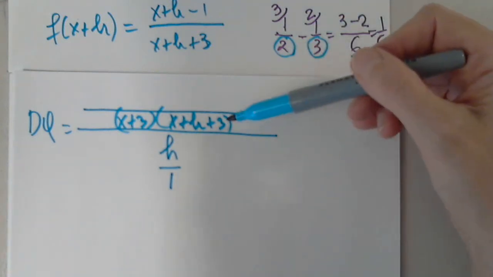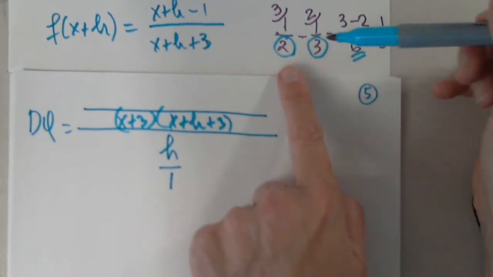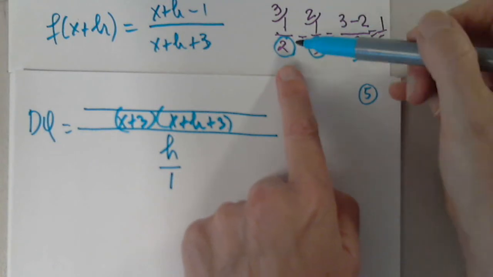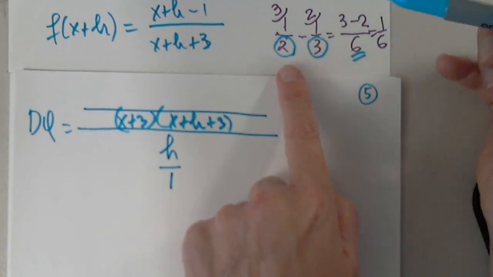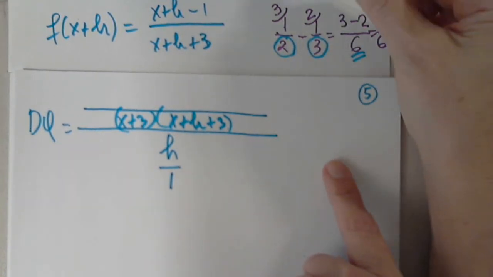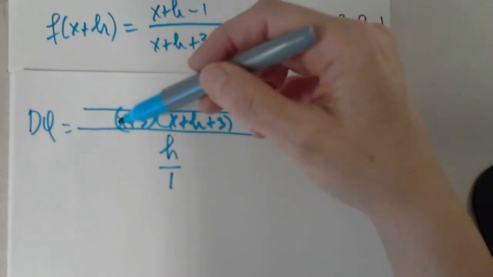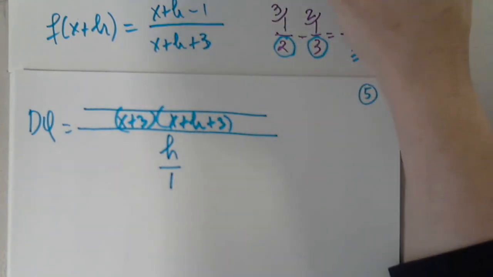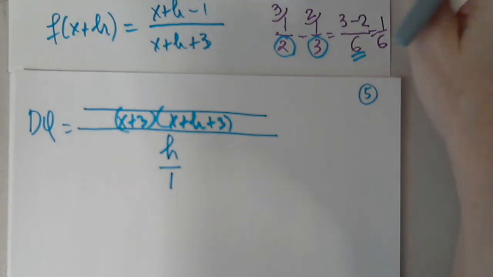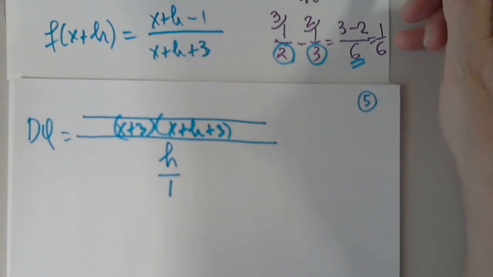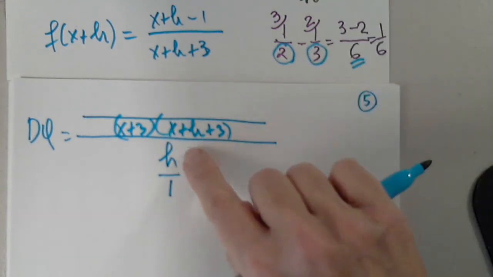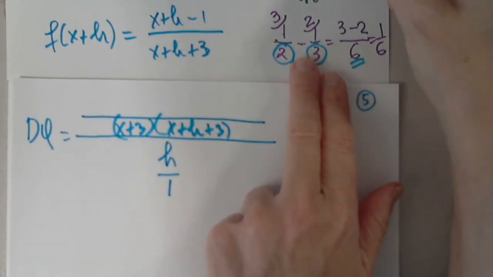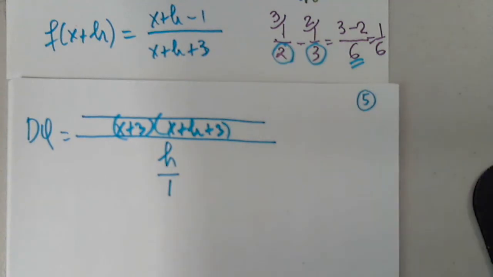And like before, this denominator is here, like when we subtracted these two, I asked you 2 times what is 6? The same thing here, same question. This times what is this? Well, I have to multiply it by x plus 3. This times what is this? Well, I have to multiply the numerator by x plus h plus 3. These rational functions are not very friendly. They require a lot of work.